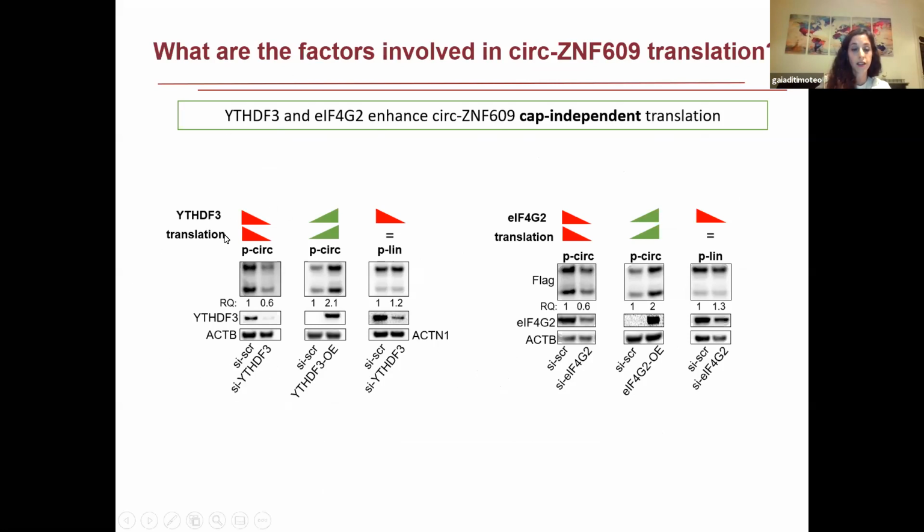As you can see here, the downregulation of YTHDF3, but also of eIF4G2, is provoking a strong decrease of the protein level from circRNA F609. Coherently, when we overexpress these factors, then we also get an overexpression of our protein. When we try to downregulate these factors on the linear version and check the protein level from the linear version of circRNA F609, we don't have an effect. So also in this case, YTHDF3 and eIF4G2 specifically act on the circular RNA.